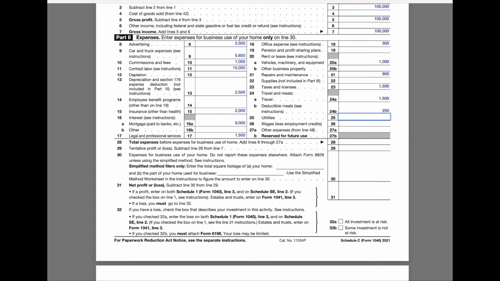Wages. Here you would enter the wages and salaries that you paid to your employees reduced by any applicable credits. Line 27A, other expenses from line 48 below. We'll come back to this in a little while.